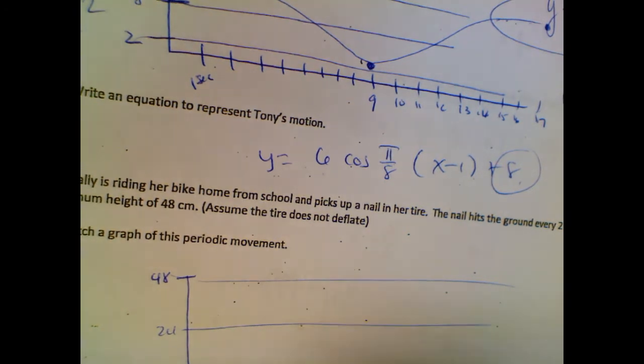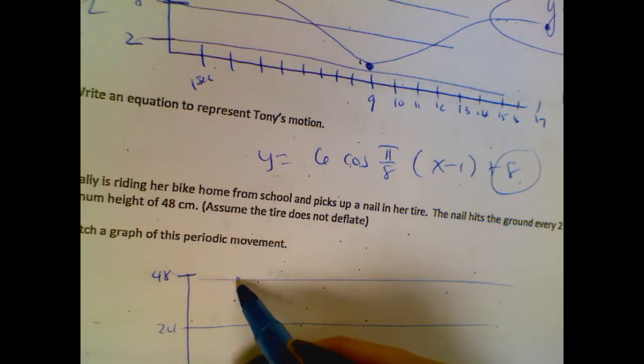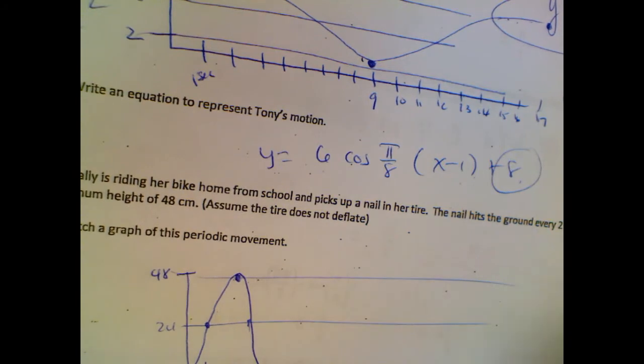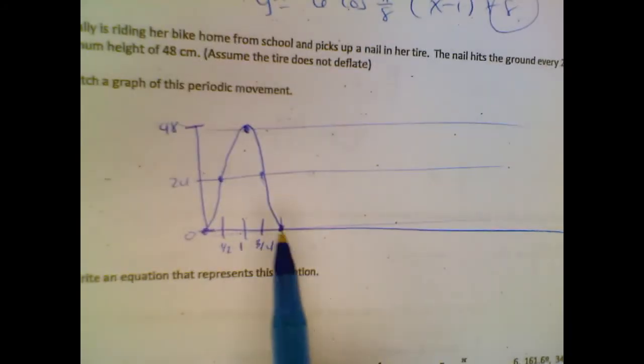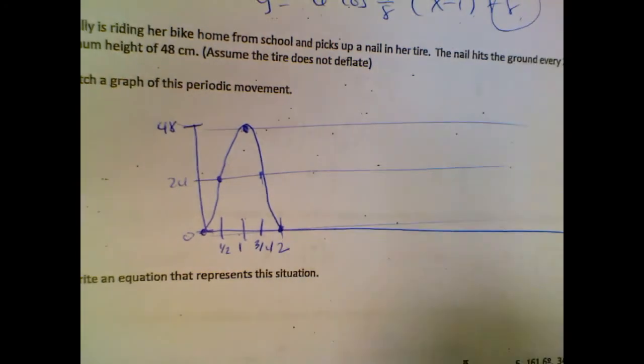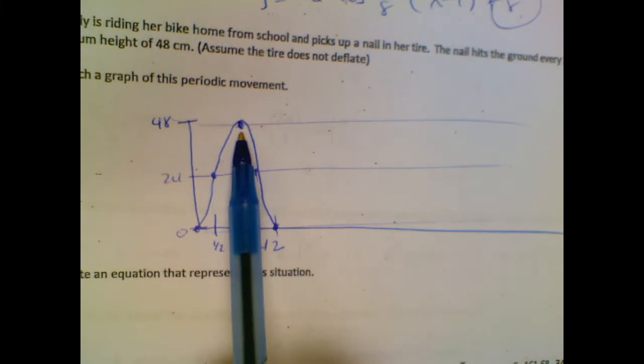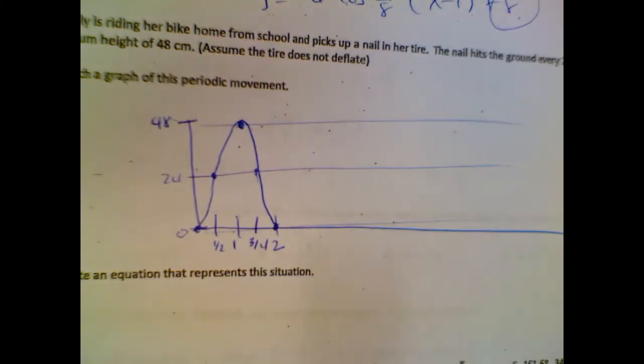The nail hits the ground every 2 seconds, so it starts on the ground and hits the ground again after 2 seconds. That means at 1 second it should be at its maximum, which means at half a second it should be at its mid, and at 3/4 it should be at its mid again, so it kind of looks like this, every 2 seconds. It hits the ground every 2 seconds and reaches a maximum height of 48 centimeters. This is the graph that we need.